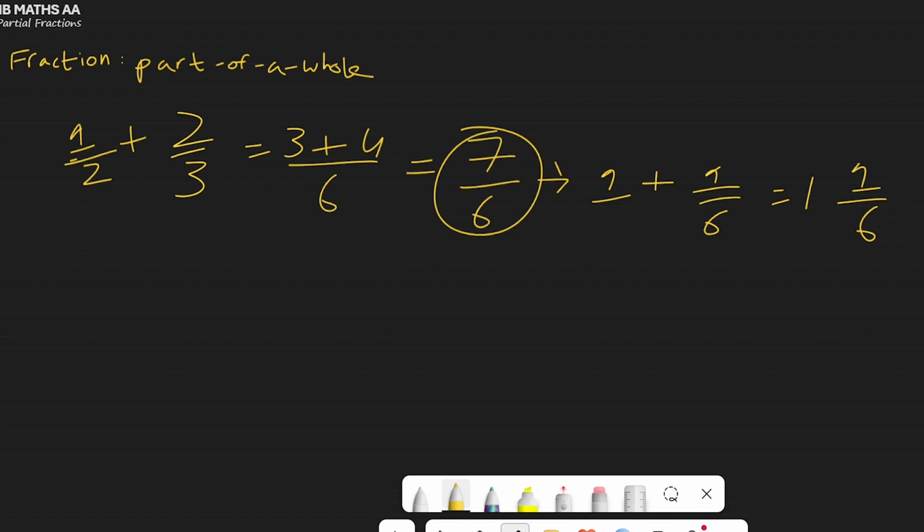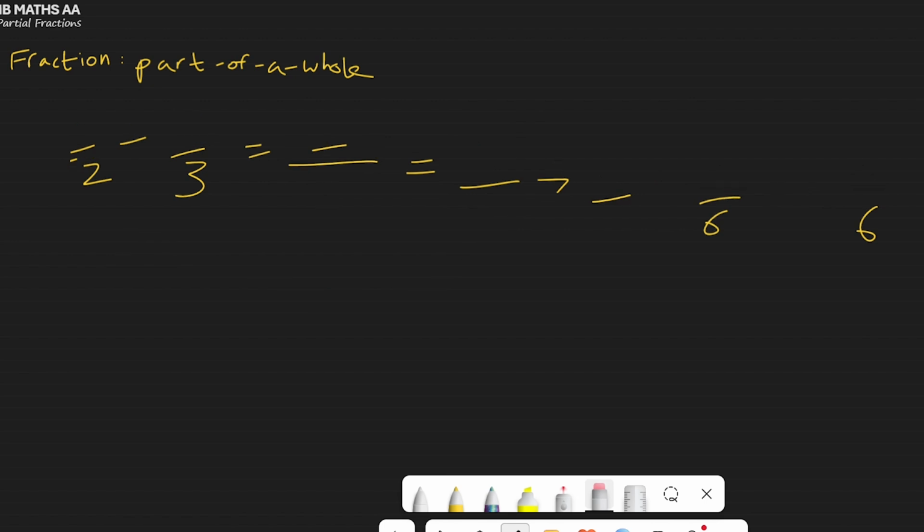But what if we have this 7 over 6 and then we have to represent it back in this form? This is basically the concept of partial fractions, that when we have a fraction and we have to express it in its partial form. Now let me just make you understand this by a question.